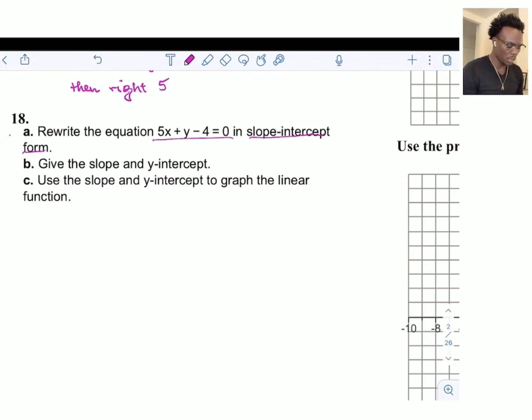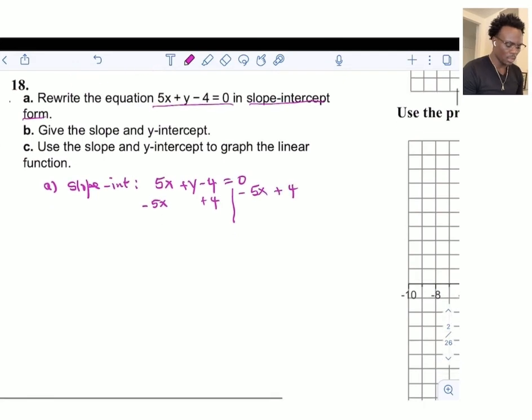So for equation A, they want me to find the slope-intercept form. My initial equation is 5x plus y minus 4 equals 0. I'm solving for y. Subtract 5x, add 4 on both sides. So y stays on this side, and then everything else, -5x plus 4, goes on the other side.